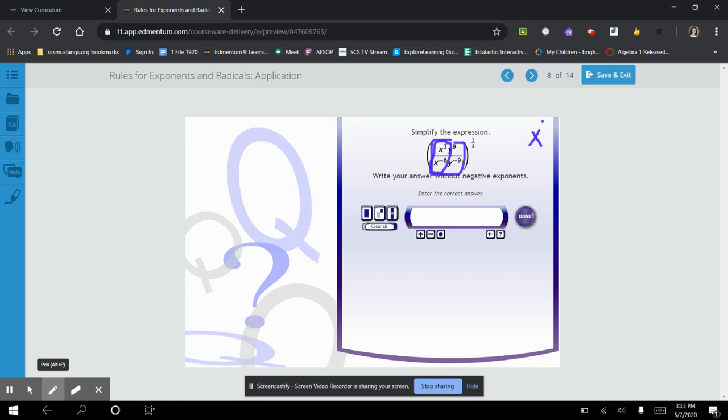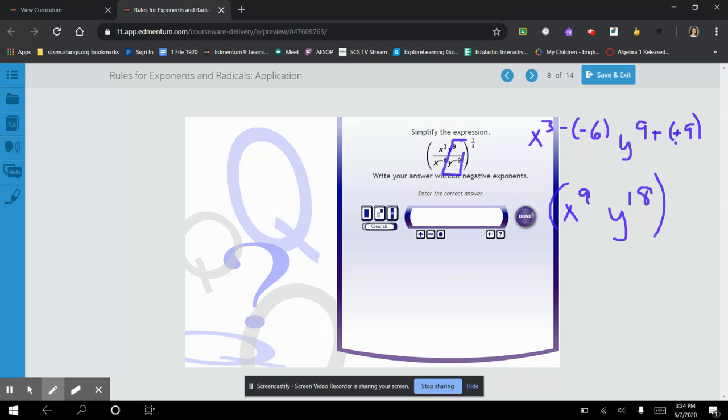So I've got x to the 3rd minus a -6, which is going to give me x to the 9th. And then if I focus on just the y's, I'm going to have y to the 9th minus a -9. So that's going to give me a positive if I switch it. So y to the 18th power, and don't forget about the to the 1/3. So now that I've simplified everything inside the parentheses and both of my exponents are positive, I can take that 1/3 and distribute it to both of those exponents.